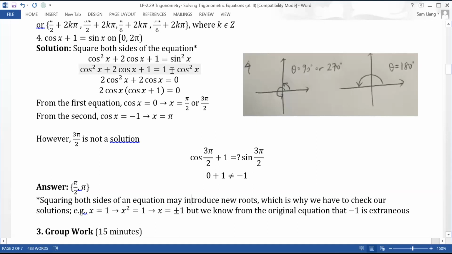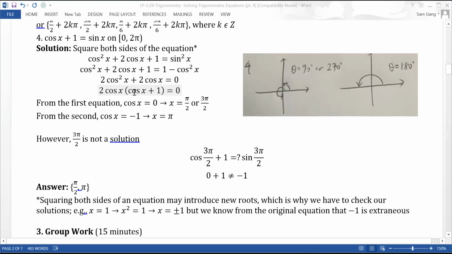From there, you're going to add cosine squared x to both sides. You get 2 cosine squared x plus 2 cosine x, and then 1, you can subtract from both sides, so you get 0. So in the end, you get 2 cosine squared x plus 2 cosine x is 0. At that point, you're going to factor the greatest common factor, which is in this case 2 cosine x, and that'll be 2 cosine x times parentheses cosine x plus 1 equals 0.